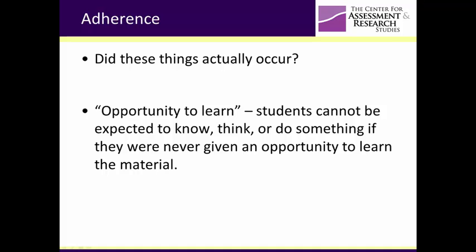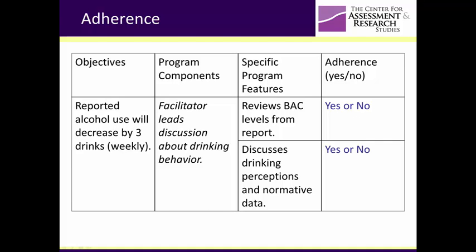It seems pretty straightforward, so we need to ask, well, did these things happen or not? So we can simply add a column, and we've added adherence to the table as a column here, and adherence is basically examined, or you can examine it, by simply yes or no. Did these things happen? So perhaps we did review the BAC level, right? But for whatever reason, we didn't have time to talk about their perceptions about drinking norms, right? So we would indicate yes or no for each of these things.